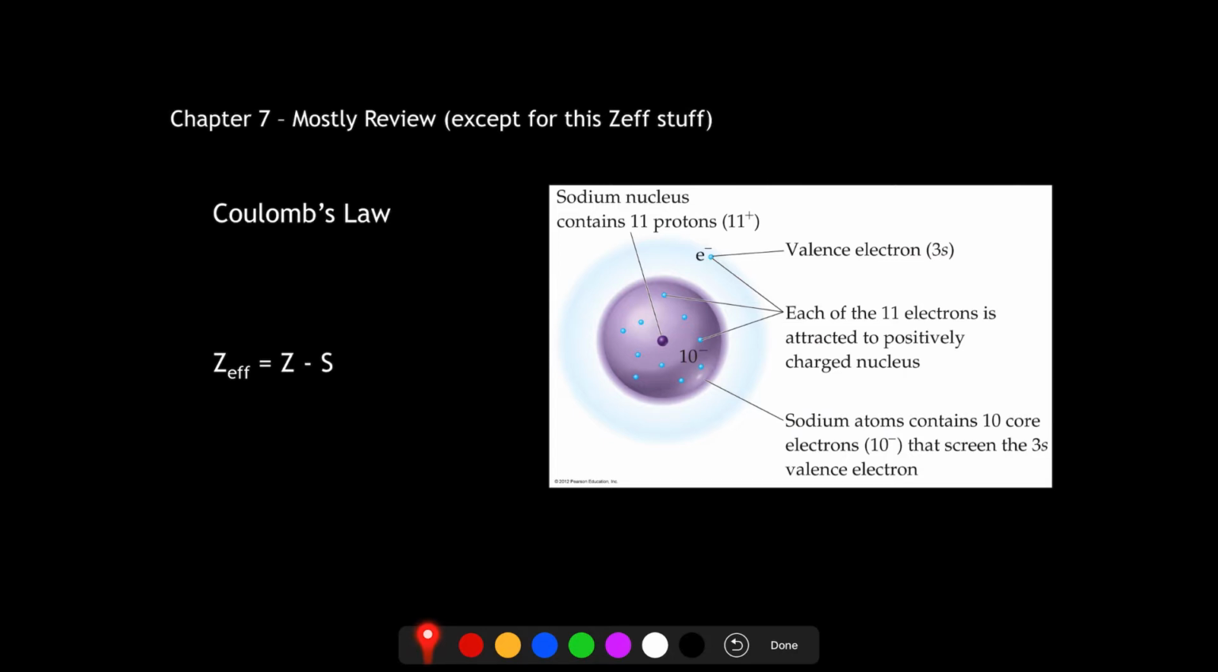And in this chapter, one of the biggest new things would be the Z-effective stuff, which is really, really important because that's sort of like the foundation for a lot of the explanations that you're going to give. So it's important that you understand that. So anyway, Coulomb's law, super duper important.